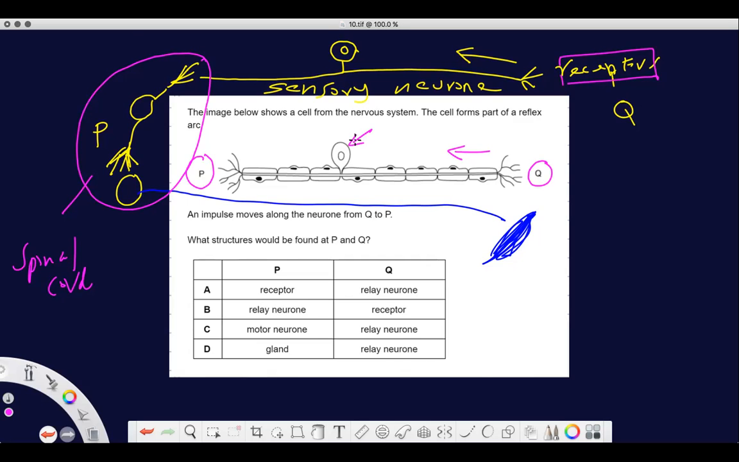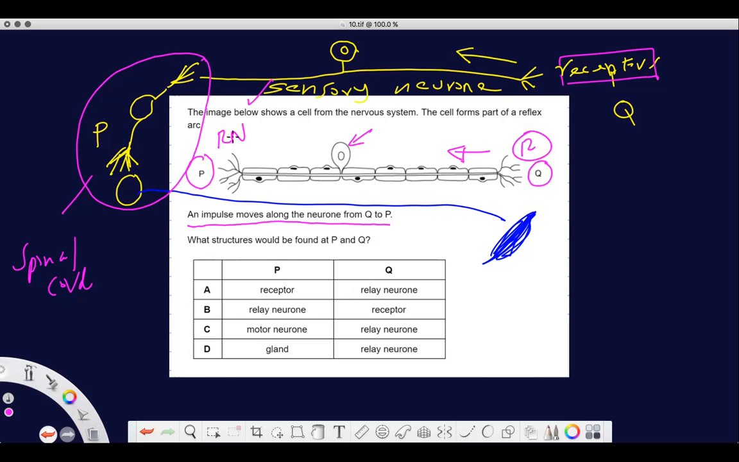So the first thing we did, we identified the type of neuron. The type of neuron is a sensory neuron. Then after that we use our knowledge to find what is the starting point and what is the end point. For that it is also important to use this information: an impulse moves along the neurons from Q to P. So it is going from Q to P, this direction. That information helps us to locate the starting point and the end point. The starting point is the receptor, here. At the end point we have a relay neuron.